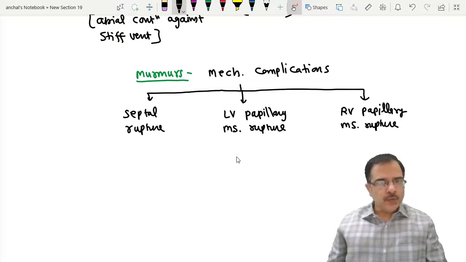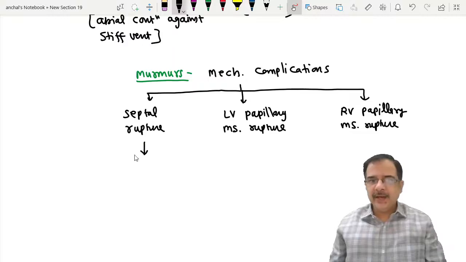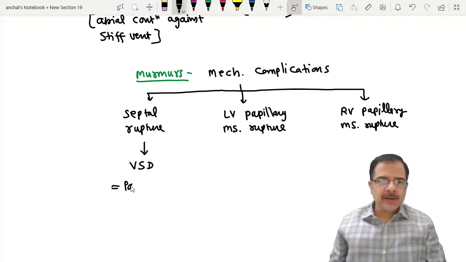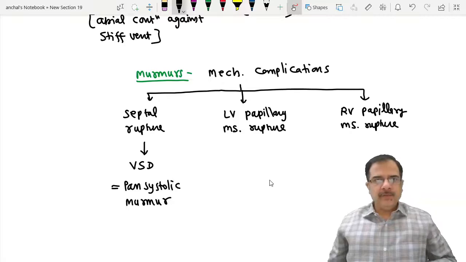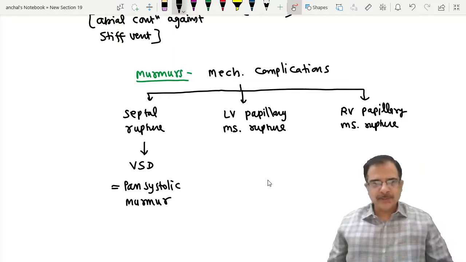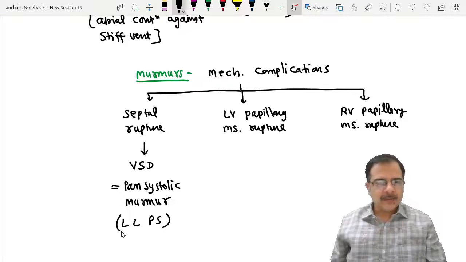So what will they lead to? Interventricular septal rupture will lead to a ventricular septal defect. So it will produce a ventricular septal defect, producing a pansystolic murmur. The pansystolic murmur will usually be on the lower sternal margin, that is, at the left lower parasternal area.